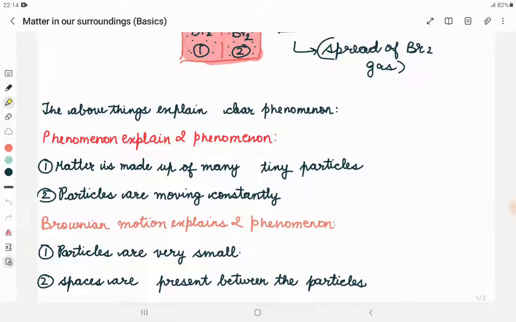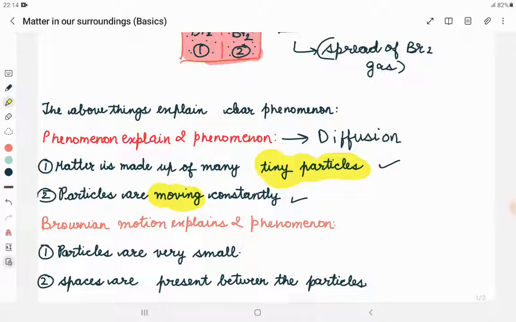So these two things clearly explain the phenomenon that matter is made up of tiny particles. Firstly, the particles are not easily visible, and these particles are moving constantly, which means they are moving from one place to another. So these are the two things which we should know. Now the first phenomenon which we talked about was what? This was diffusion. From diffusion we come to know that matter is made up of tiny particles and the particles are moving constantly.